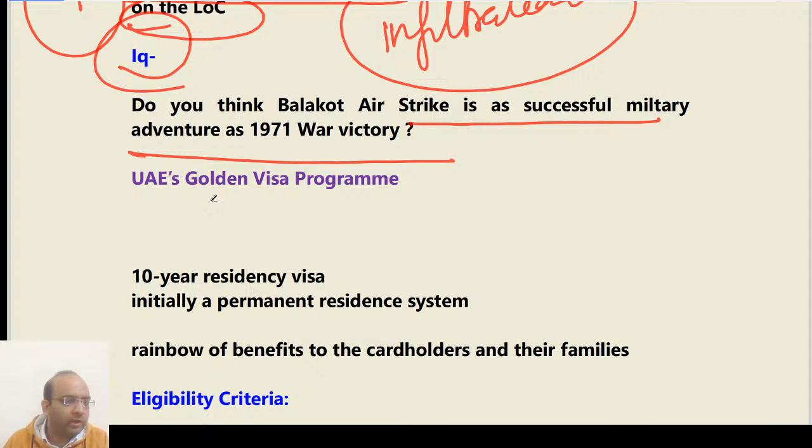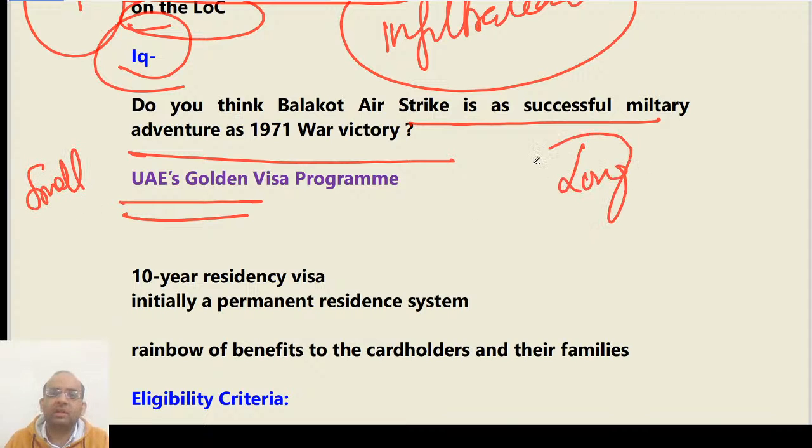So yes, good morning. So let us come to the third topic. That is also a very small topic. Afterwards, long topics would start. This is basically the UAE Golden Visa Program. What is this program?